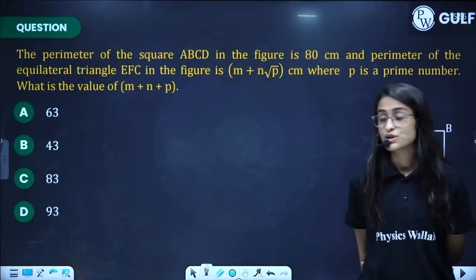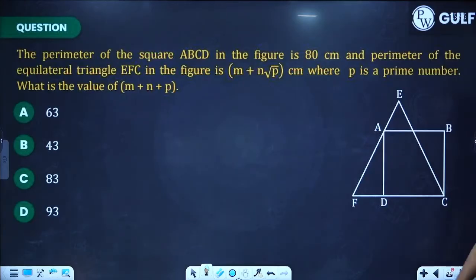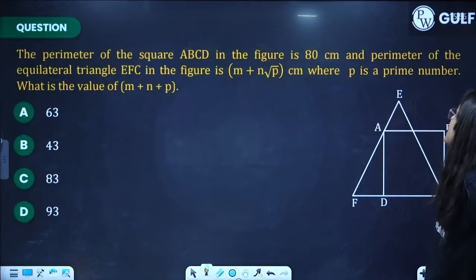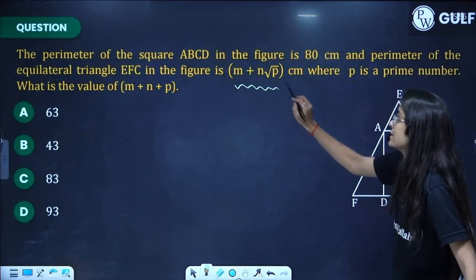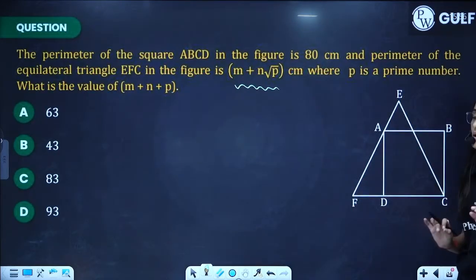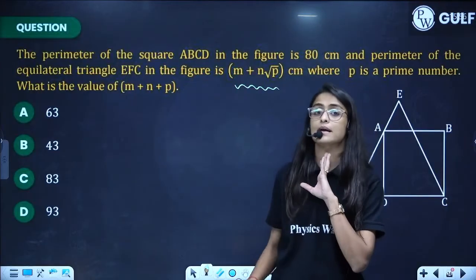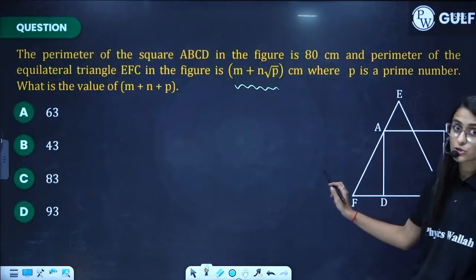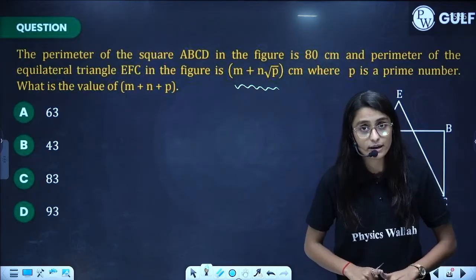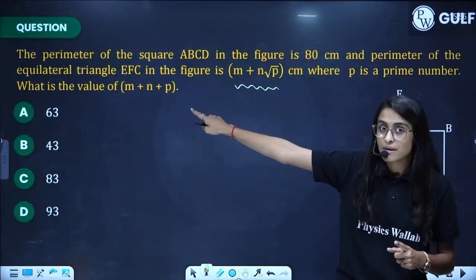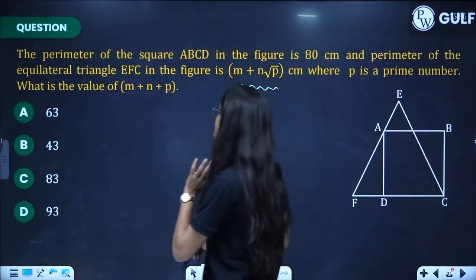moving to the next question. Here the question says that the perimeter of square ABCD in the figure is 80 centimeter and the perimeter of the equilateral triangle is in the form of m plus n root p, where p is a prime number. So what is the value of m plus n plus p? Again, by the given perimeter of a square, you have to find the perimeter of a triangle. Then you have to compare it to find the values of m, n and p, and later on the answer would be found out by that.